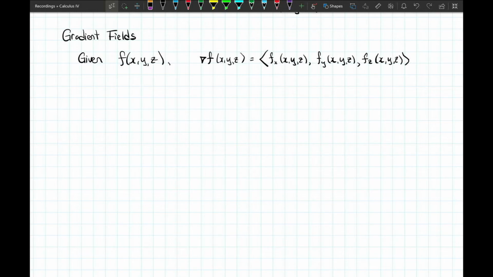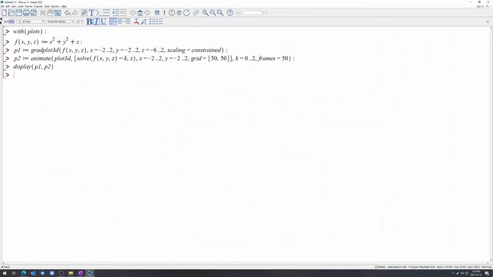You might remember that one interpretation of this gradient is it's a set of vectors at every point in space that will be orthogonal to the level surfaces of the function. That definition may be a little bit tricky to interpret, so I've got a little animation here that might help with that. I'll just zoom in here a little bit. I've got a function f of x, y, z, which is x squared plus y squared plus z. Now I'm using that as a function of 3 variables, and I'll plot the gradient of that.